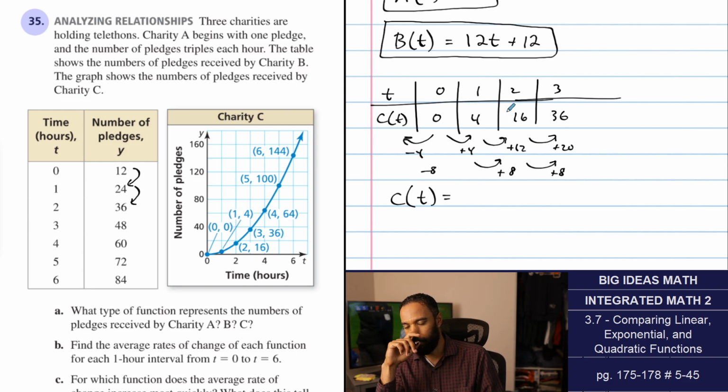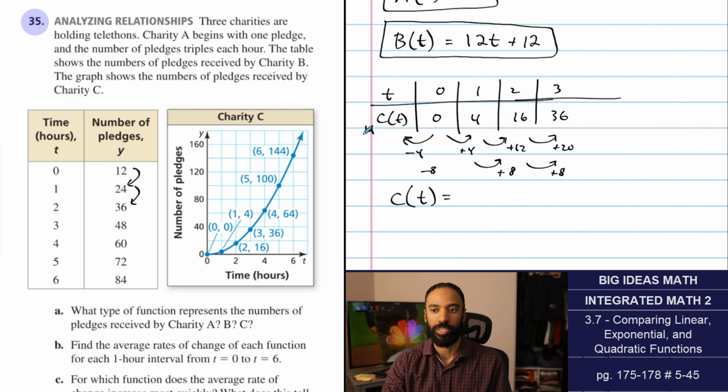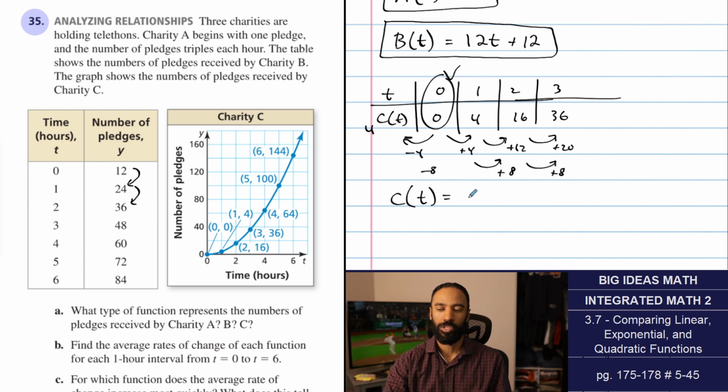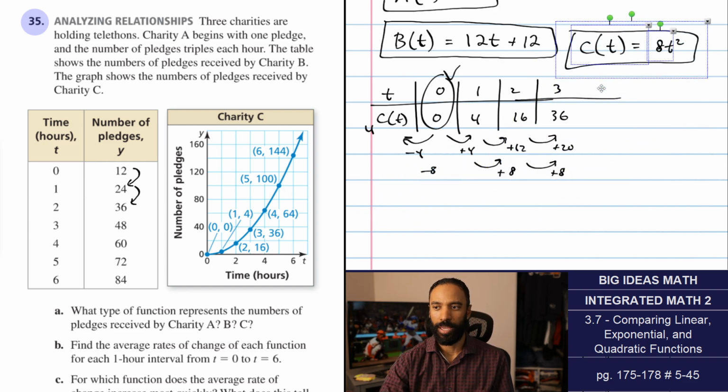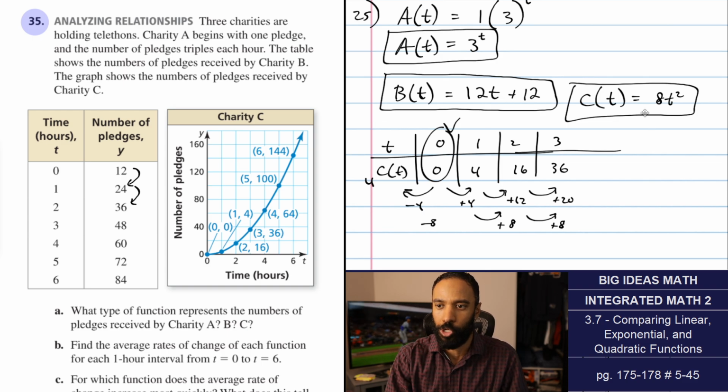Minus 4 would, oh, you subtract 4 from what this was, so this is 4 here. Yeah, so that's going to be a vertex at 0, 0. So C of t is 8t squared. So those are our 3 models that we have. I'll write them up here. I'm sure we're going to have to use them.